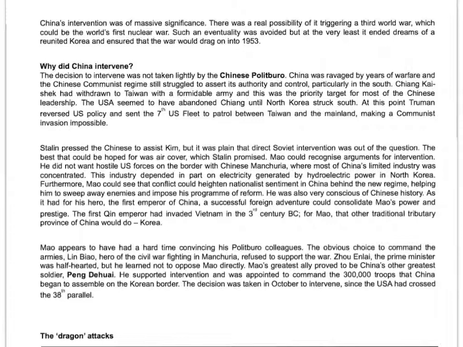The decision to intervene was not taken lightly by the Chinese Politburo. China was ravaged by years of warfare, and the Chinese communist regime still struggled to assert its authority and control, particularly in the south. Chiang Kai-shek had withdrawn to Taiwan with a formidable army, and this was the priority target for most of the Chinese leadership. The USA seemed to have abandoned Chiang until North Korea struck south. At this point, Truman reversed US policy and sent the US 7th Fleet to patrol between Thailand, Taiwan, and the mainland, making a communist invasion impossible.